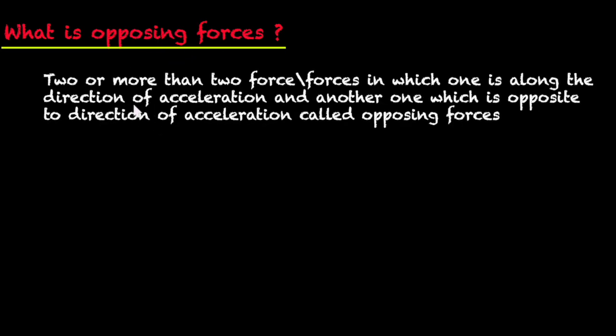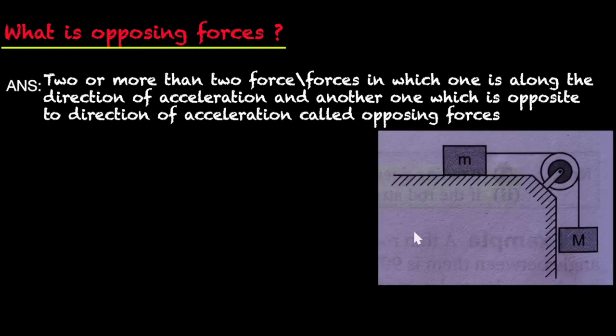Now, first of all, what are opposing forces? Before going to the solution and showing you some examples, let's understand what opposing forces are. When two or more forces act, in which one is along the direction of acceleration and another one is opposite to the direction of acceleration, they are called opposing forces. Basically, whenever you see forces where one force is along the direction of motion and another is opposite to the direction of motion, this combination of forces is called opposing forces. Let's understand it clearly with a figure.